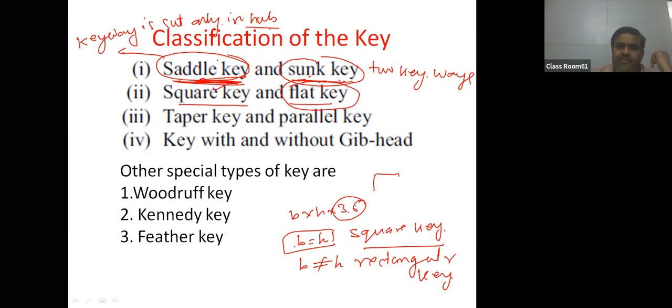Okay, so for a square key, B equal to H. For a flat key, B is not equal to H. One more classification: taper key and parallel key. This is the length of the key, this is the cross section B by H, and this is the height of the key. Throughout the length, if the height is constant, it means there is no taper. In that case, the key is termed as a parallel key.